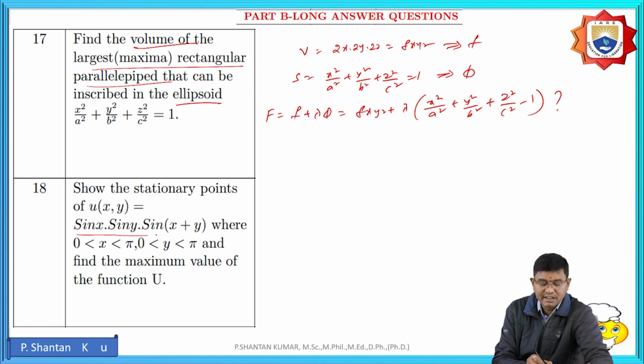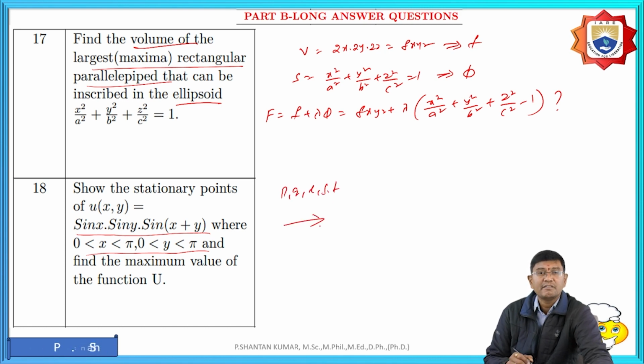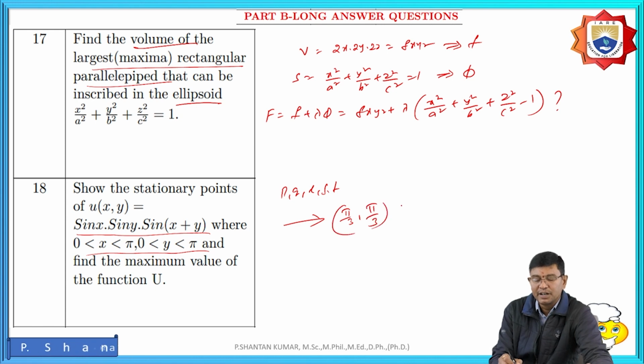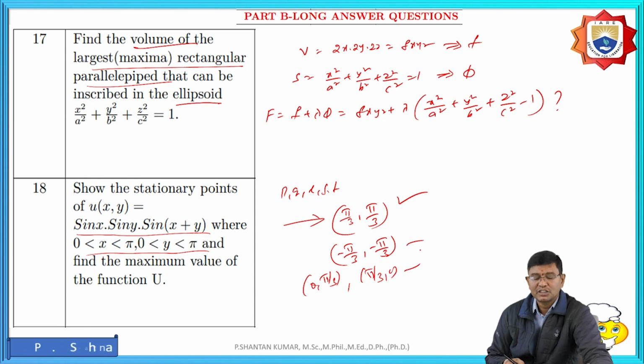Next one, sin x into sin y into sin of x plus y, the condition is given like that. We need to assume that it is u, and based upon that p, q, r, s, t. We need to remember that when any problem is given under trigonometric functions, pi by 3 comma pi by 3 is a stationary point. We also get minus pi by 3 comma minus pi by 3, and 0 comma pi by 3, and pi by 3 comma 0, and many other stationary points are obtained, but remember these are the stationary points that are quickly satisfied: pi by 3 comma pi by 3.